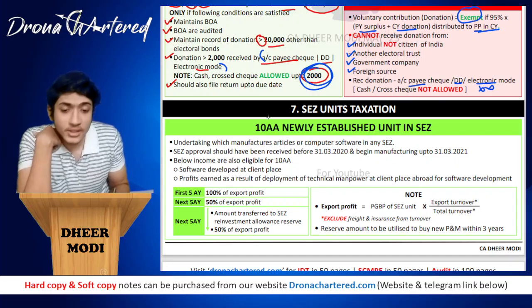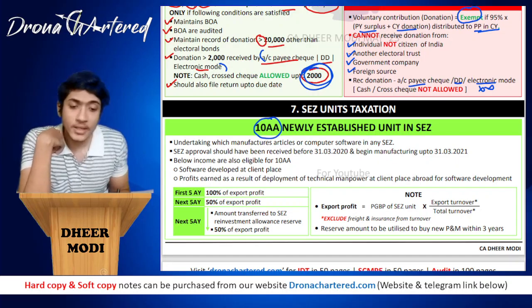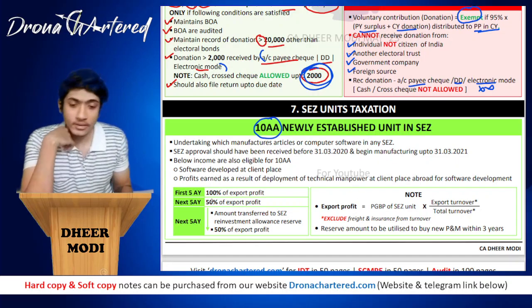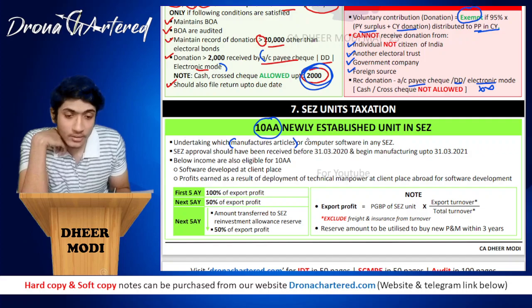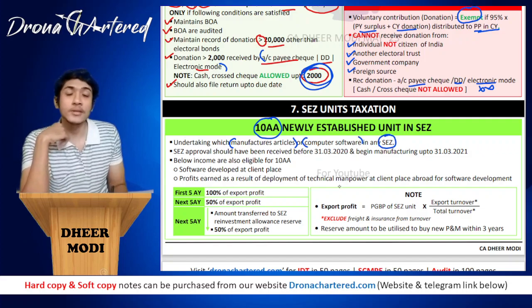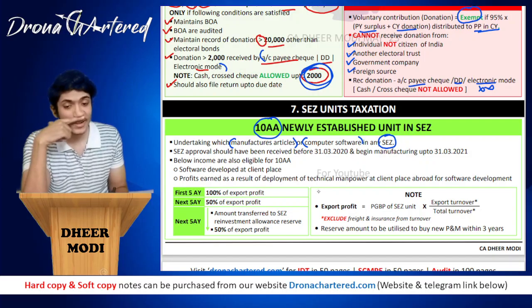So the section is 10AA, that is any newly established unit in a SEZ. So an undertaking which manufactures, what you have to remember, it should manufacture any articles or any computer software in a SEZ. These undertakings will be allowed a deduction.